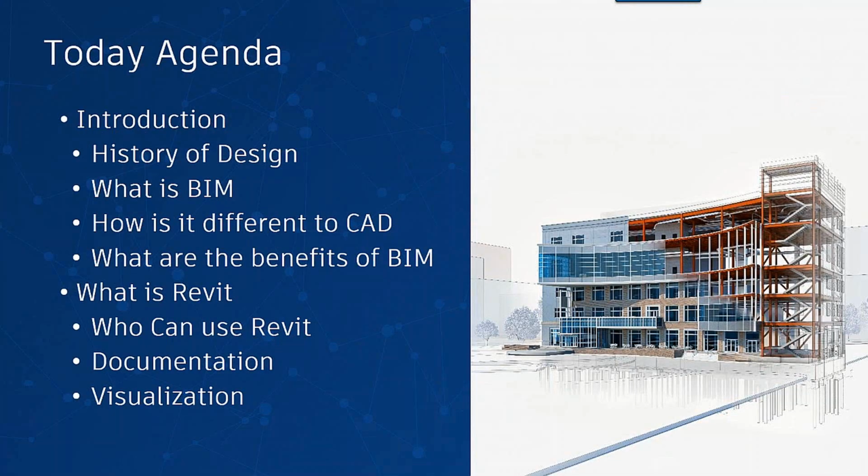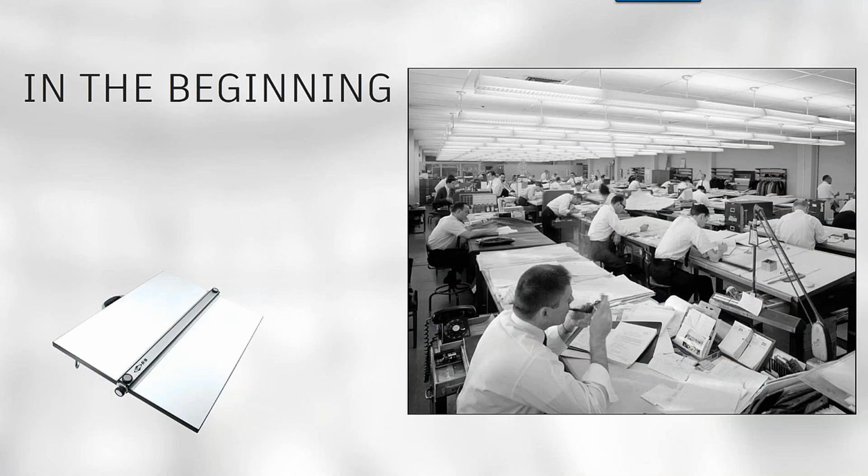But today what we're going to do is have a look at the history of design, what is BIM, how it's different to CAD, and what are the benefits of BIM. Then we're probably going to have a look a little bit at Revit, who can use it, what we can do from the documentation, and touch a little bit on the visualization aspect. And we're going to have a little bit of a practical look at the product as well.